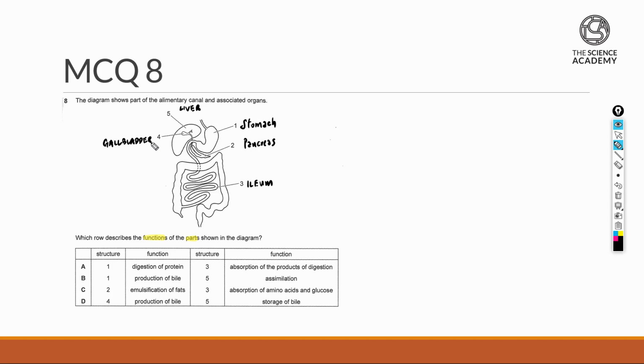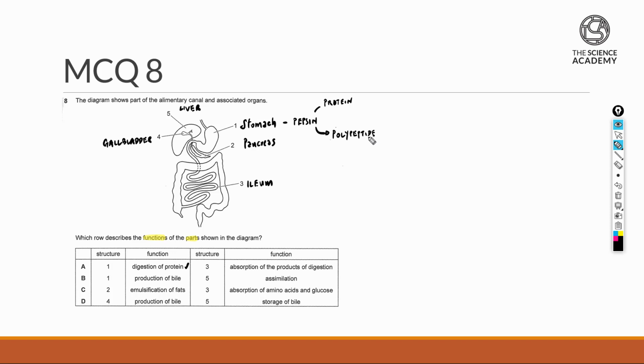So structure 1, which is the stomach, is the digestion of protein. I'll say that this is true, and digestion of protein will be via the presence of pepsin that allows us to break down our protein, theoretically speaking, into amino acids, but because of the lack of time in the stomach, it can only break down towards polypeptide.